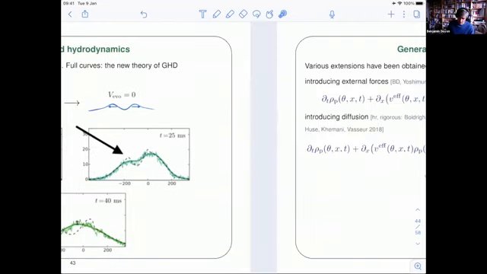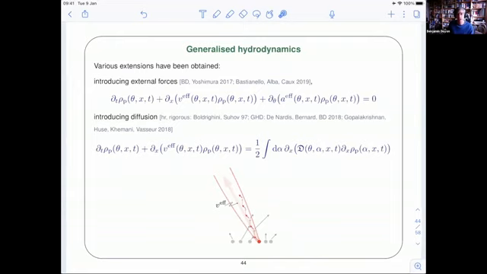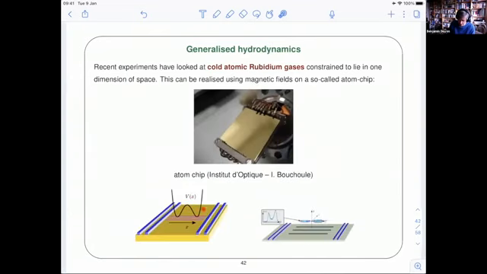So in GHD, there's quite a lot of work that has been done to go a bit further from this earlier hydrodynamic equation. In particular, it is known how to introduce external forces. So what I mean here is, suppose that I have a potential like that initially, that describes my initial state, and I suddenly change this to a different shape. A different shape is still a potential that will put forces on the atoms.